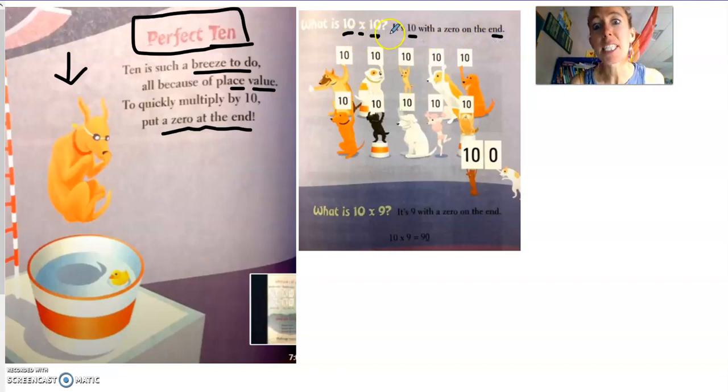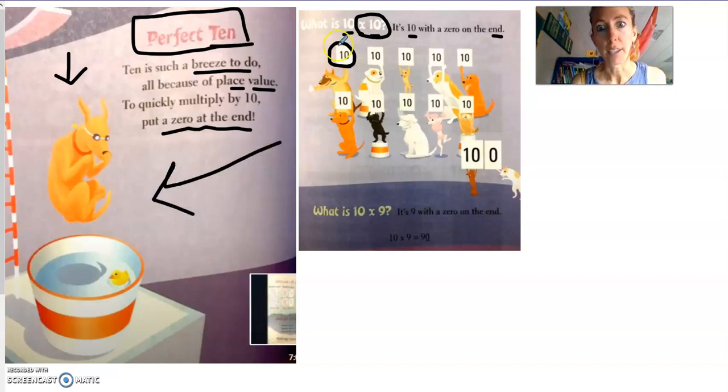Because 10 times 10 means you have 10 showing up how many times? 10 times. There it is. See this dog? They're giving him his score, and he got 10 times. So what's his total score?